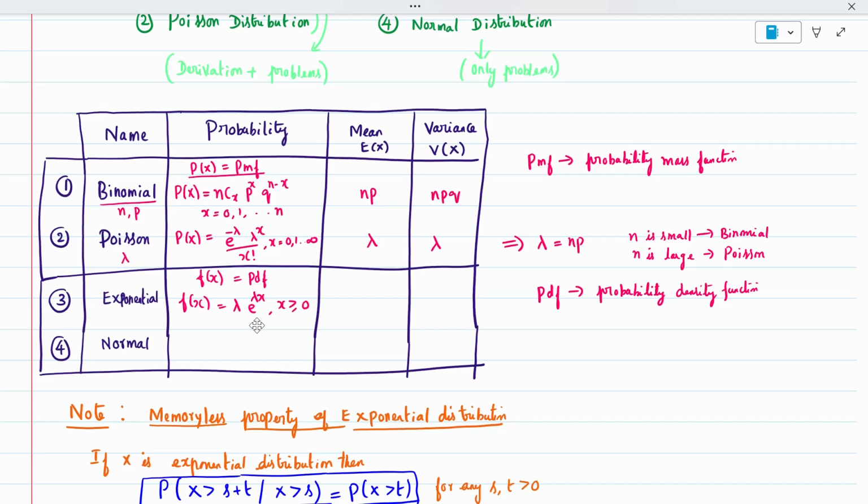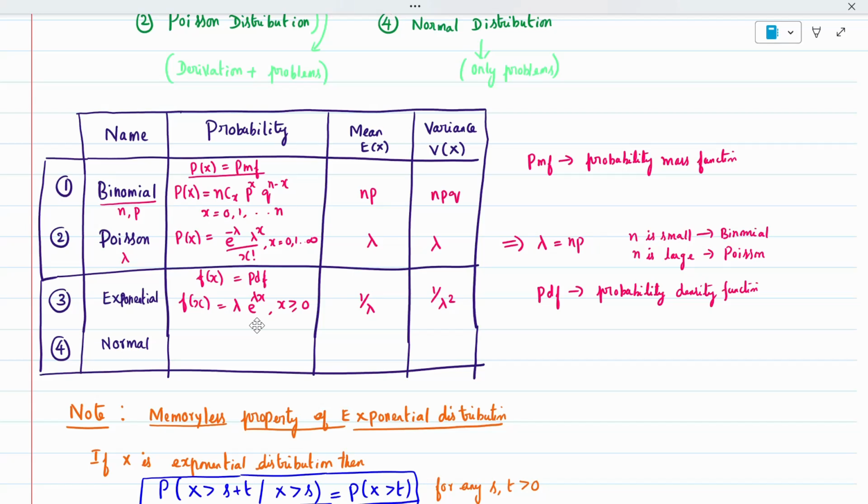What is my mean? 1 by lambda is my mean. 1 by lambda squared is my variance. I already have lambda in a Poisson distribution, and I have the exponential distribution also with the same lambda.